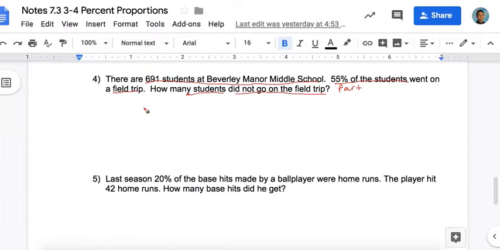And we know that 55% went on the trip. So we can do part over whole equals percent over 100. Now I'm going to have an extra step here because when I find x here, it's only going to tell me the people that went on the field trip, and I want to know how many students did not go on the field trip. So let's look at what we have to do here. So 100 times x is 100x.